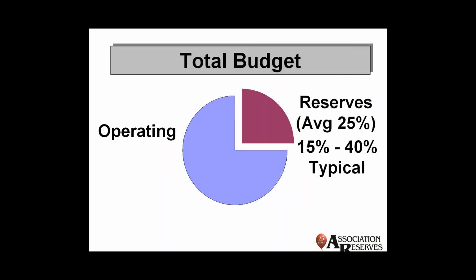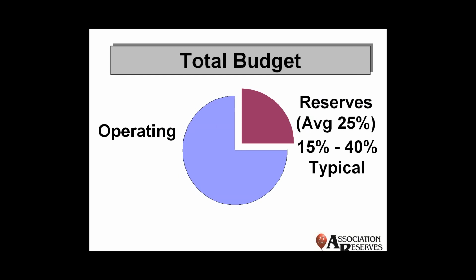Another figure of merit that we find pretty stable, even for high rises, planned developments, homeowners associations, pretty much all types, is that adequate reserve contributions are regularly in the range of 15 to 40% of the association's total budget. Many associations of all types find adequate reserve contributions are close to 25% of their total budget.